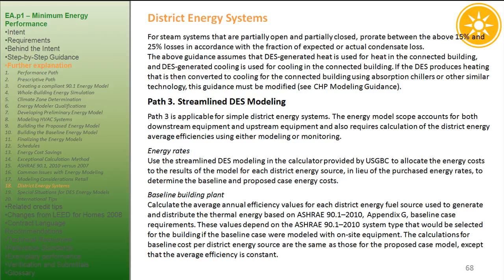These values depend on the ASHRAE 90.1 2010 system type that would be selected for the building if the baseline case were modeled with on-site equipment. The calculations for baseline cost per district energy source are the same as those for the proposed case model, except that the average efficiency is constant.